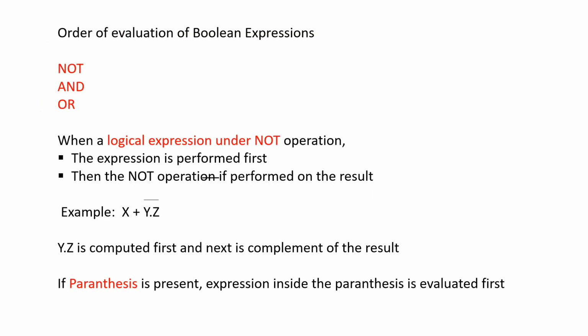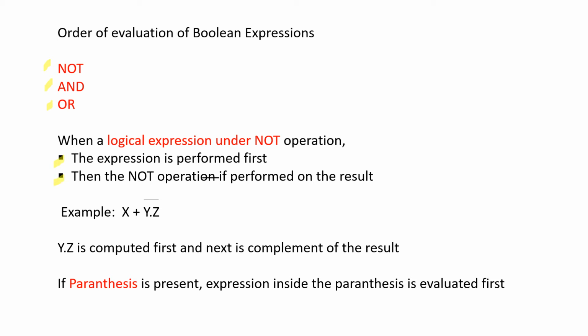Before we design a circuit for a Boolean expression, we will revisit the order of evaluation of Boolean expressions, which we saw a few videos back. According to this Boolean law, in an expression, a NOT operation is performed first, and then AND, then OR. Another thing to note is that when there is an expression under the NOT operation, the expression is evaluated first, and then the NOT operation is performed on the result.